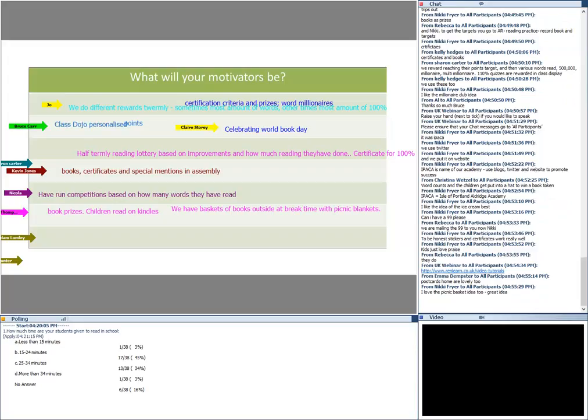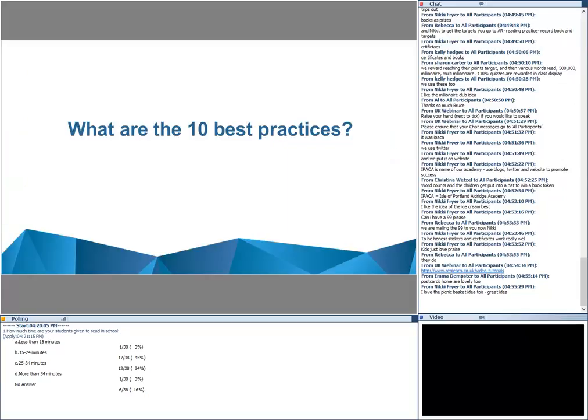Picnic postcards home, or a couple of schools have done calls home. It's not often that parents get to receive calls about children just doing incredibly well. So I'm going to go on to the next slide, but these are amazing. Thank you so much.